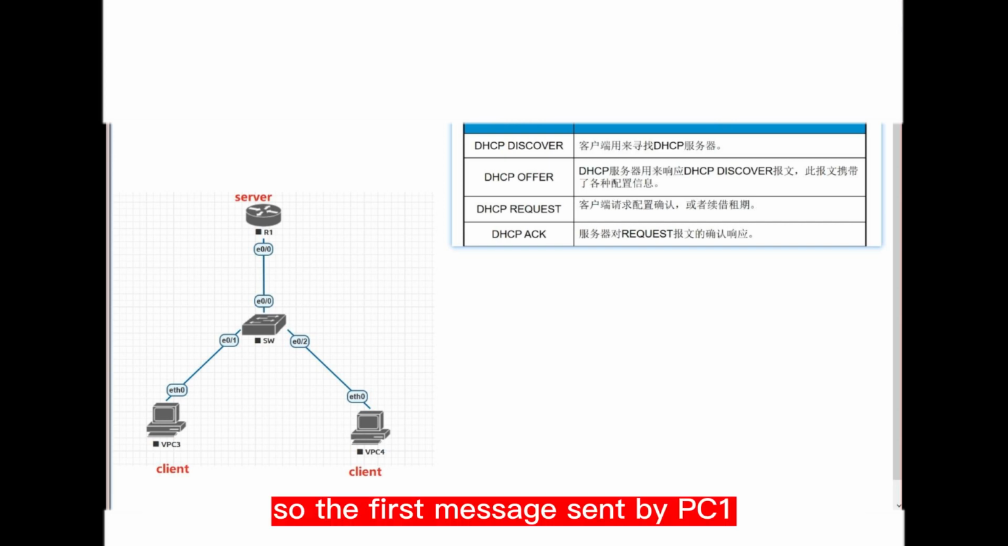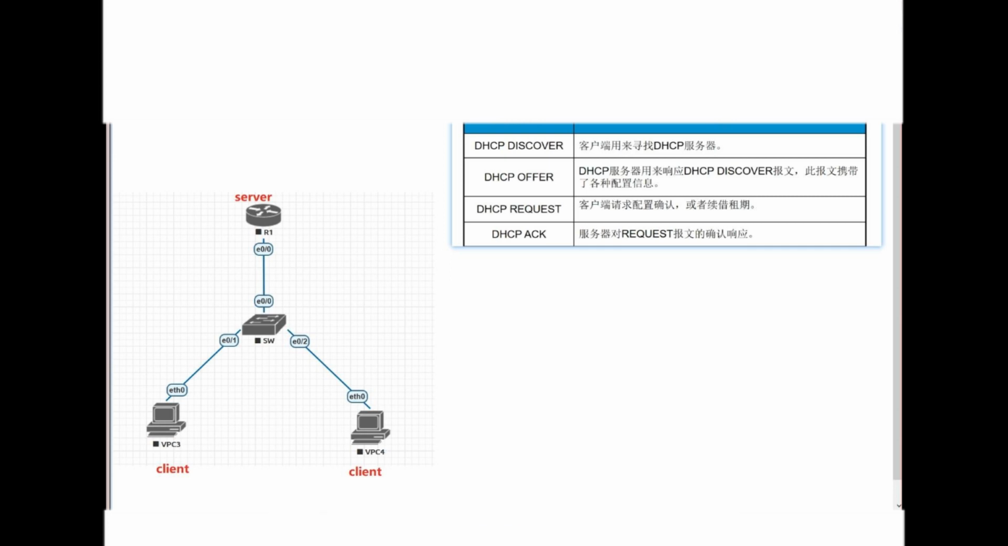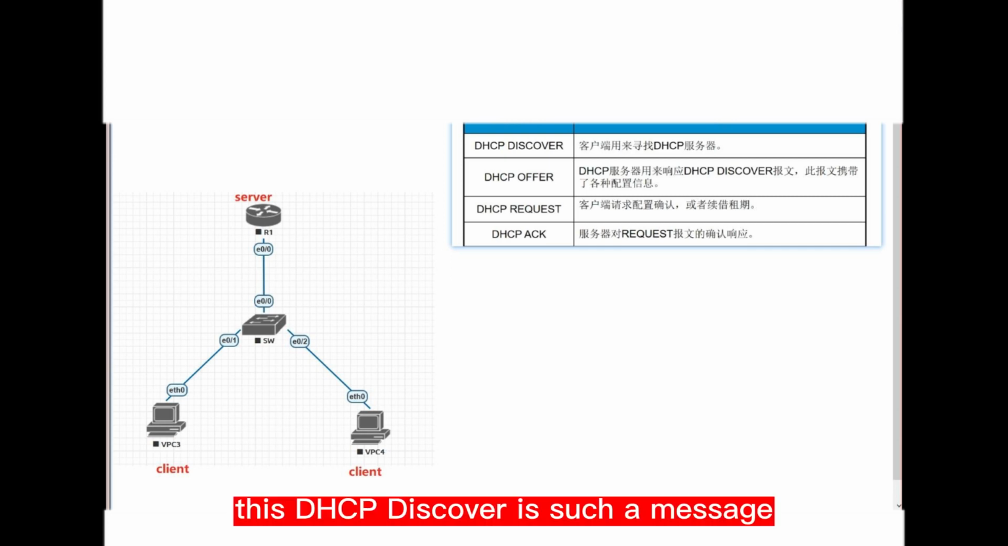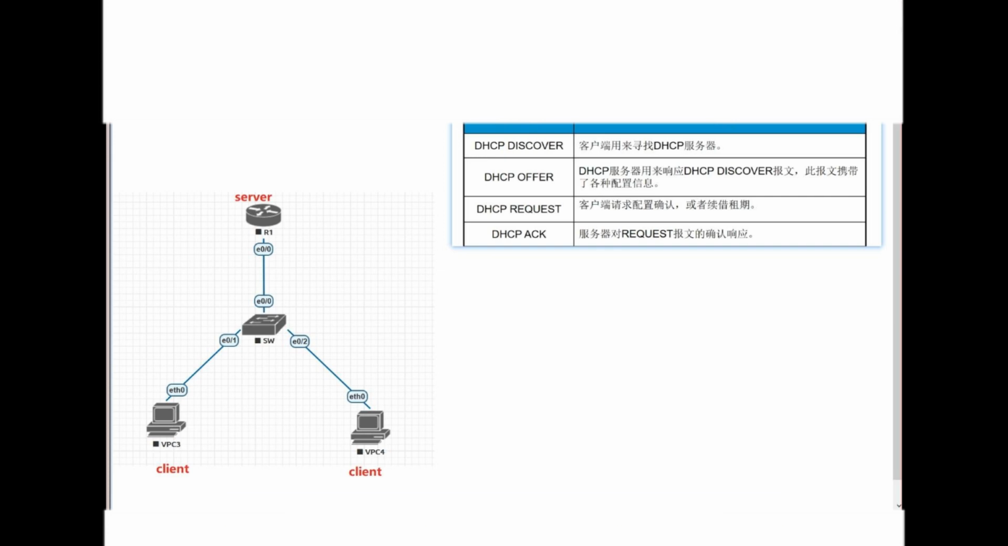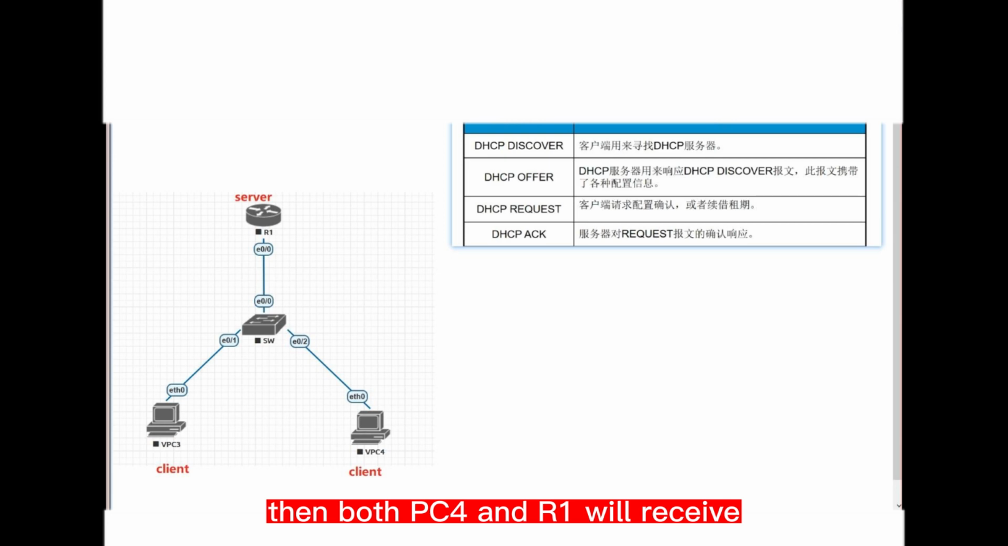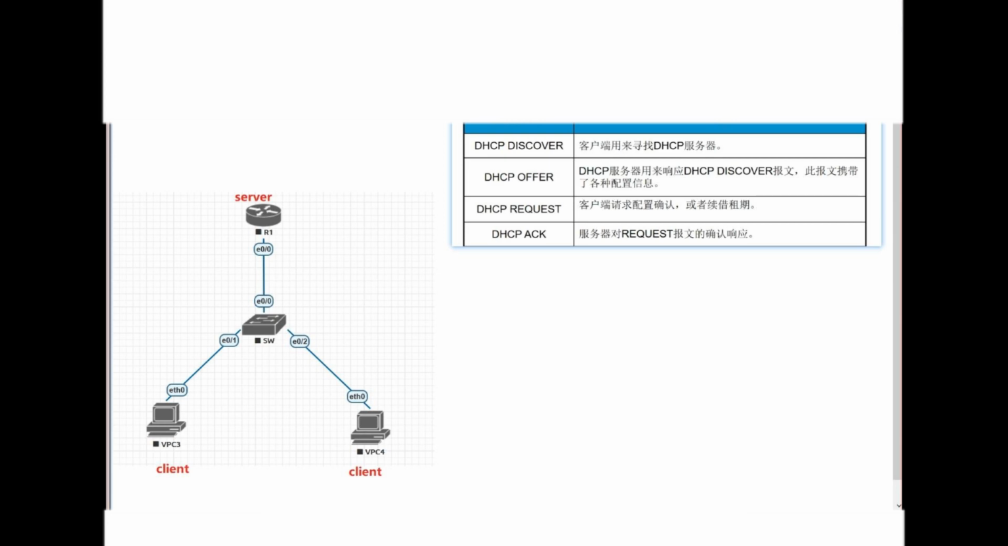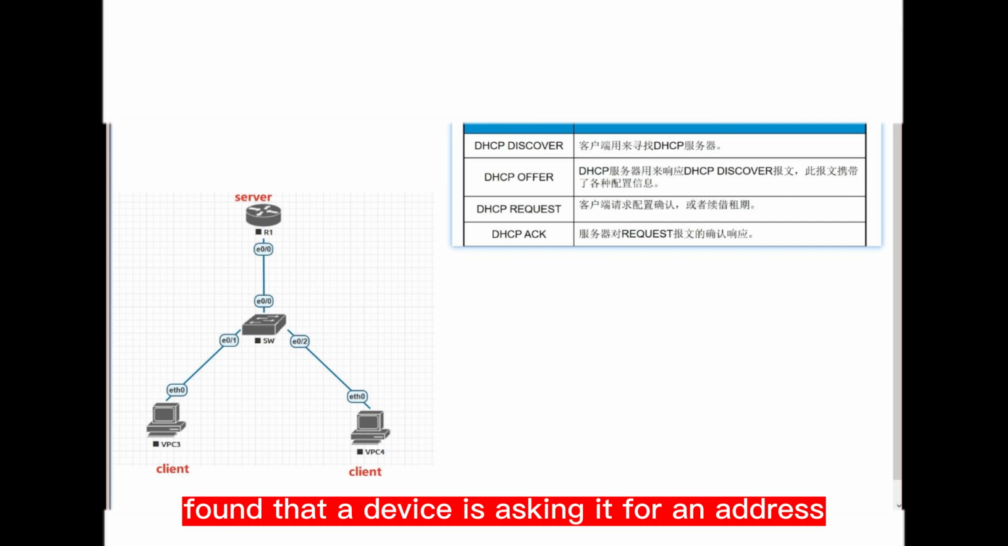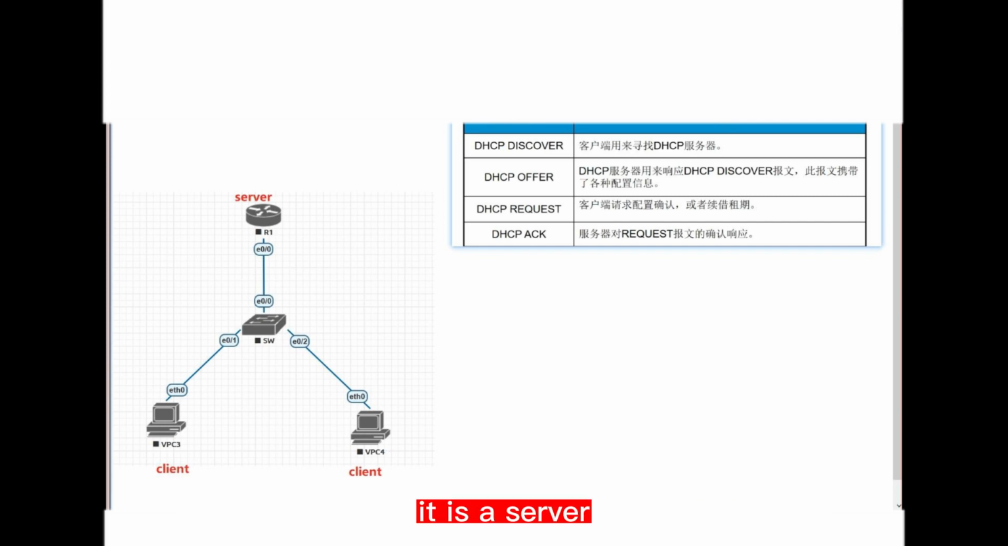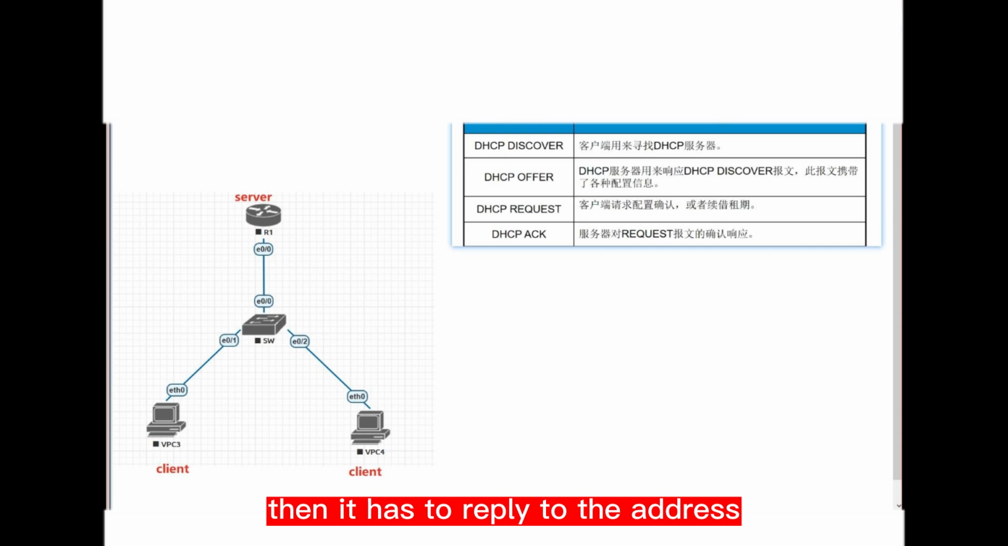So the first message sent by PC1, that is, this DHCP discover, is such a message. The second layer is packaged like this. Then once the message is sent, the switch only needs to be powered on, then both PC4 and R1 will receive. After receiving, R1 found that a device is asking it for an address. It is a server. Then it has to reply to the address. It provides this service.